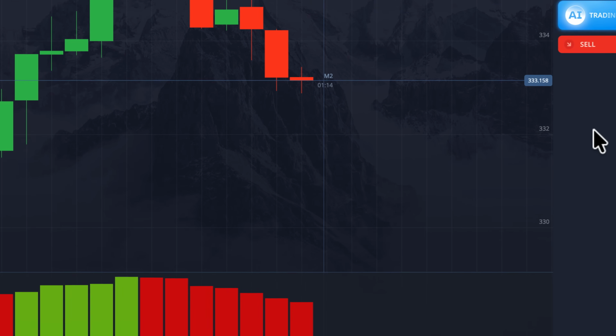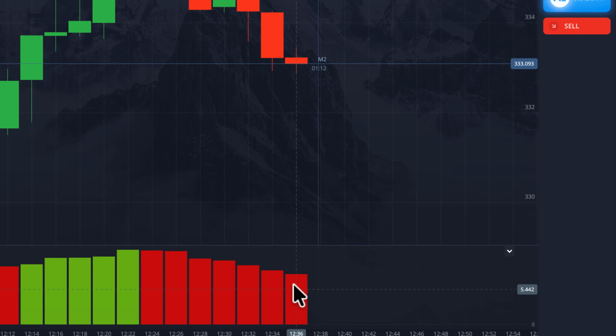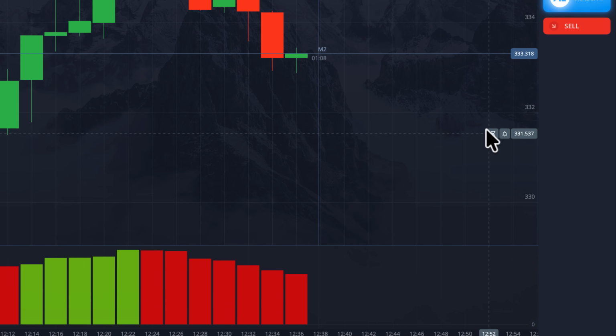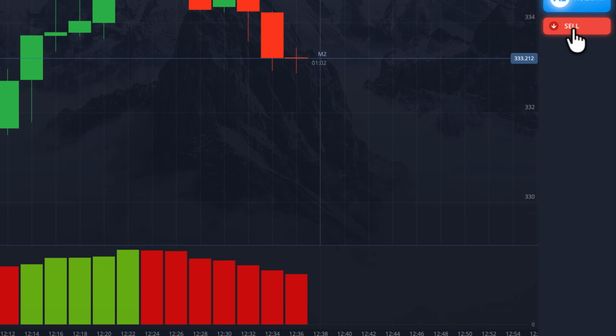15 seconds. We're still red. We still have a red bar on the awesome oscillator. 8 more seconds. Positioning my cursor over the sell button. Boom. I went in for a sell. That's it.